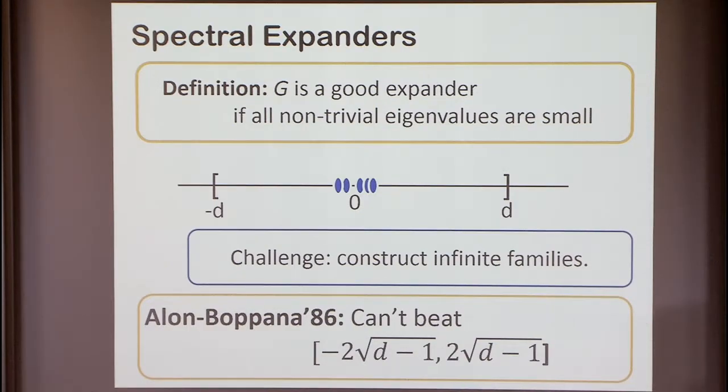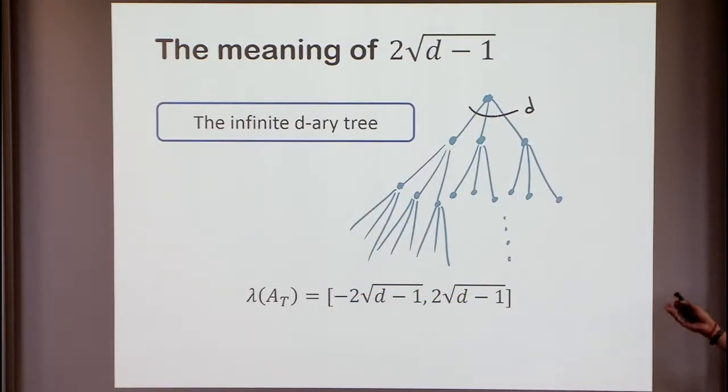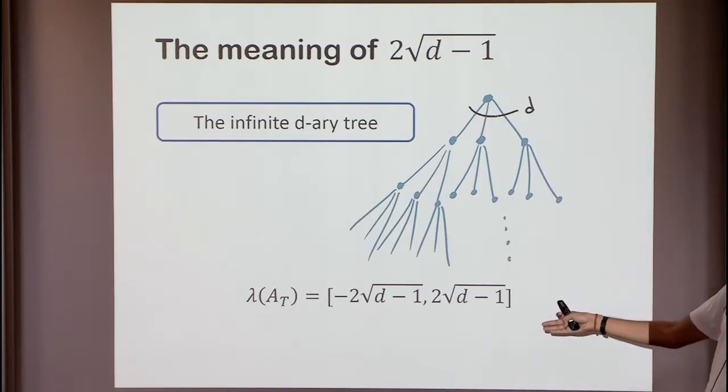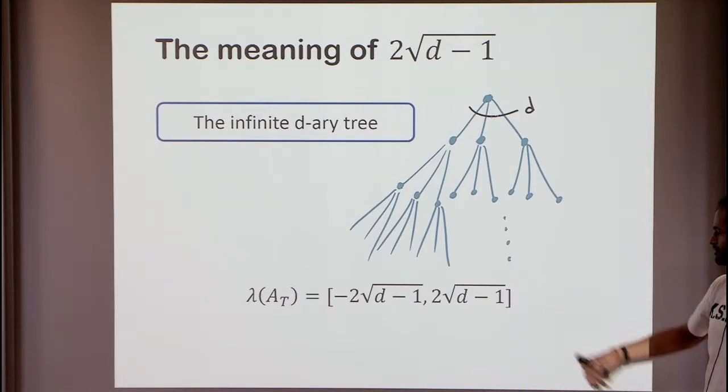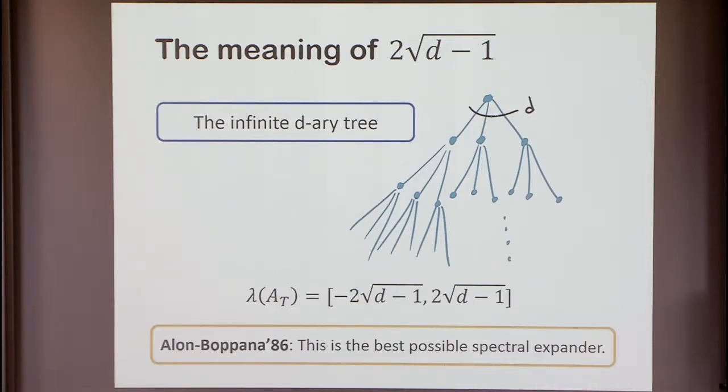And you might be wondering what this number is, and this number has a meaning. It comes from a particular object, the infinite d-ary tree. So this is an infinite graph, which is a tree where the branching factor is equal to d. It turns out if you write down its adjacency matrix and compute its spectrum, which you can do, it's literally equal to this interval, minus 2 square root of d minus 1 to 2 square root of d minus 1. And so the content of the Alon-Boppana theorem is that this graph is the best possible d-regular expander from a spectral point of view. So the theorem just says that the best graph is this infinite graph, and this is how good it is. So the goal is to get the same bound for finite graphs, okay?